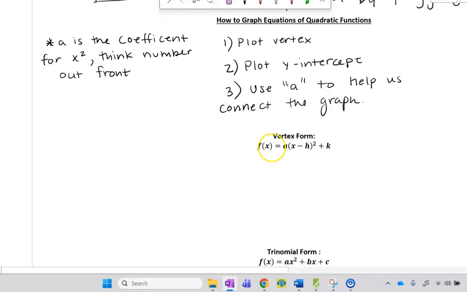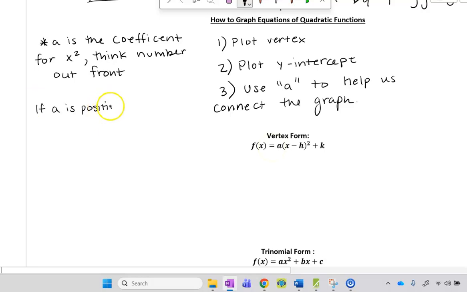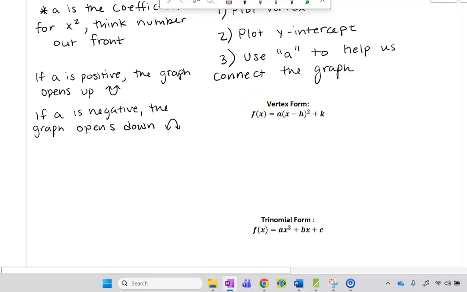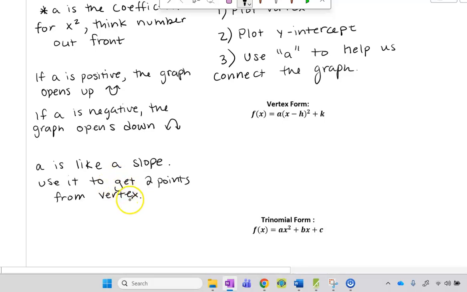And it tells us a couple things that help us graph. If a is positive, the graph opens up, which means that the arrows are going to point up. If a is negative, the graph opens down, which means the arrows will point down. And lastly, one more way that a can help us is it's kind of like a slope. It can tell us how steep a graph is going to be, and you can use it to get 2 points on your parabola. So if you treat it like a slope from the vertex, you can use it to get a point on the left and on the right.